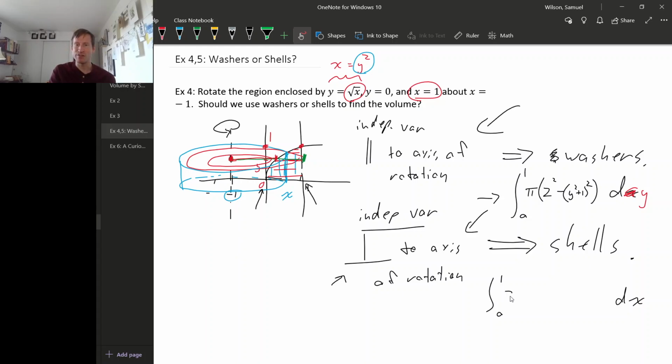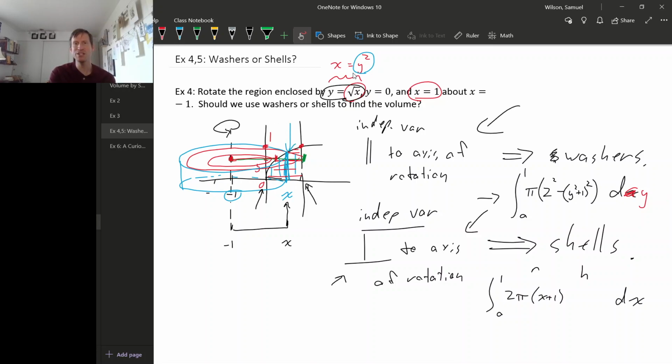And so we're going to integrate 2 times pi times the radius. And the radius is from the axis of rotation over to the position of the shell that we're at. So the axis of rotation is at x equals minus 1. Our position is x. So big x value minus small x value, that's x minus negative 1. So that's x plus 1. And then times the height of one of these things. That's the height of this blue line segment right here. And that's just given by the function.